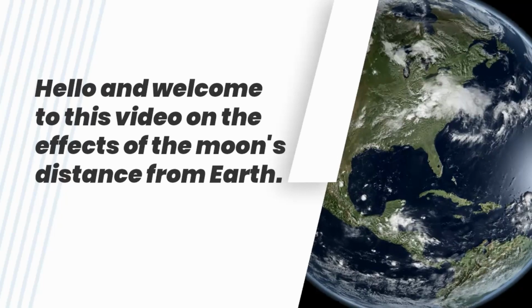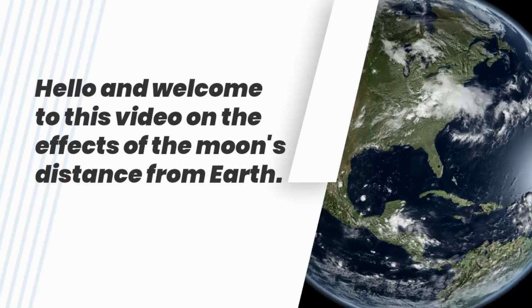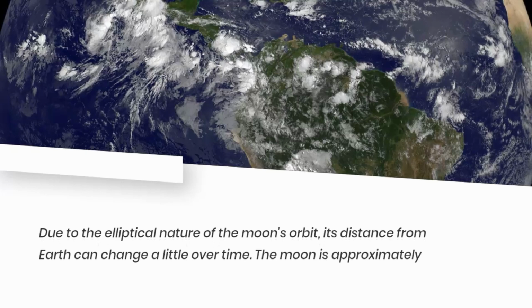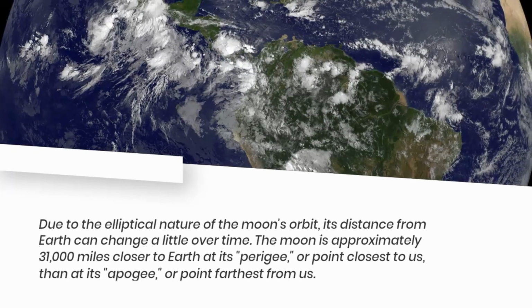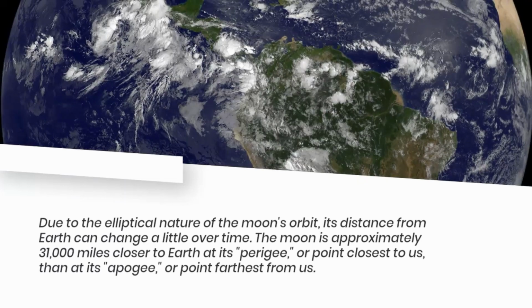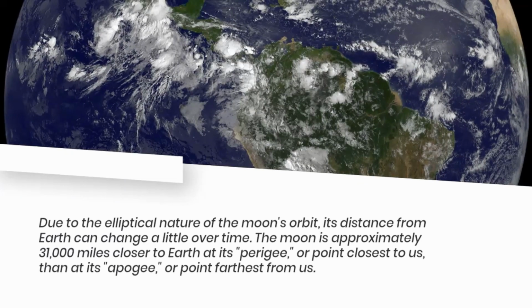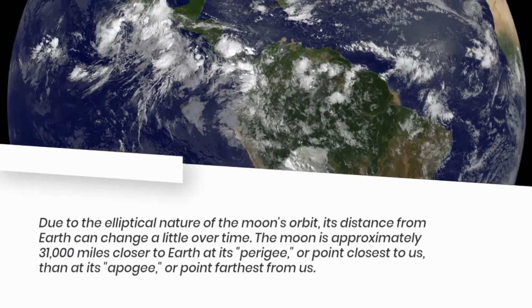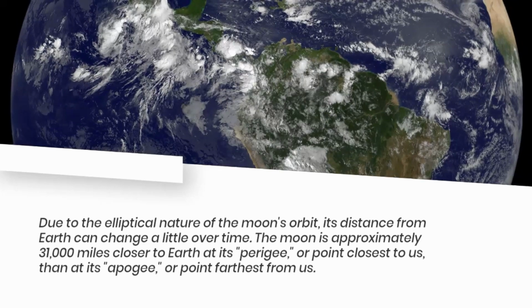Hello and welcome to this video on the effects of the Moon's distance from Earth. Due to the elliptical nature of the Moon's orbit, its distance from Earth can change a little over time. The Moon is approximately 31,000 miles closer to Earth at its perigee, or point closest to us, than at its apogee, or point farthest from us.